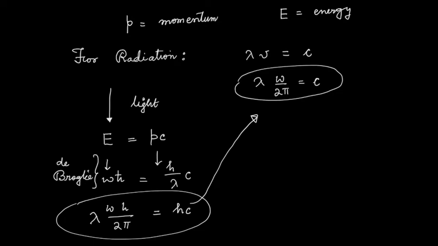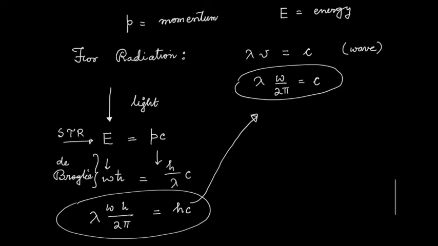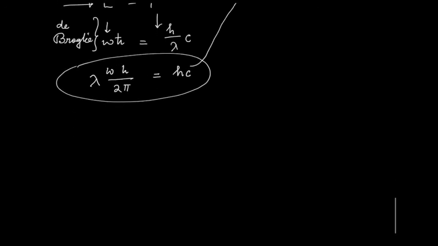So from this you see that you get back that relation. The left hand side is the particle side, the right hand side is the wave side. For radiation, we know for a wave lambda times nu equals c, or lambda times omega by 2 pi equals c. And for light, we know that E equals P into C from special relativity. So this is STR, which gives us this. And then if I use the de Broglie hypothesis there, I get back that same relation with the wave.